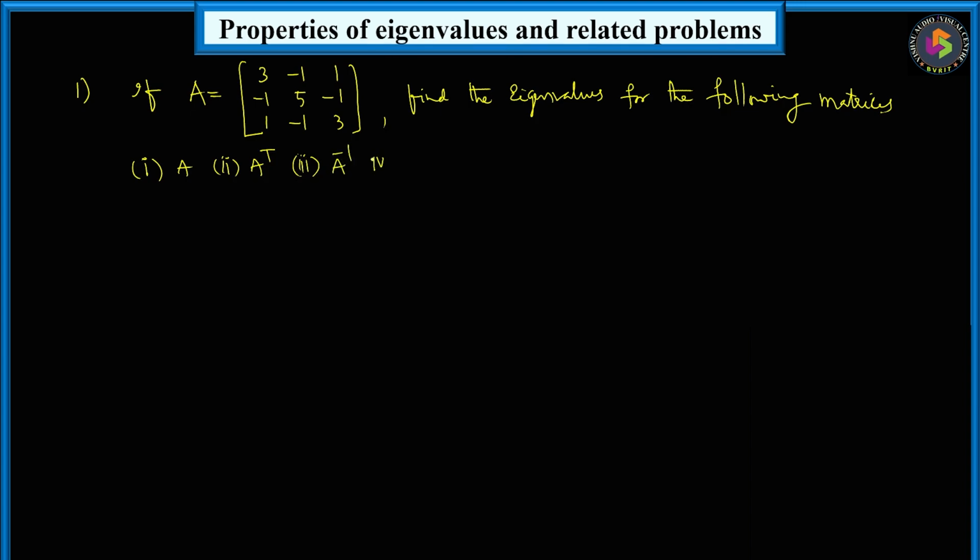Then the fourth one, compute the eigenvalues of 4A inverse. The fifth one, the eigenvalues of A square. Then the sixth one, compute the eigenvalues of A square minus 2A plus I. The last, seventh one, is to compute the eigenvalues of A cube plus 2I.